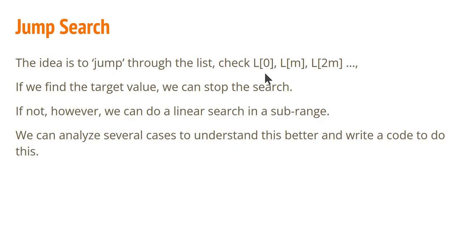Because think about it, the list is in ascending order. If I find that L2M is more than the target, LM, however, is less than the target, I know that the value is potentially in between LM and L2M. So I can go back to LM and do a linear search in this range. That way, in two passes, we can scan the entire list, and presumably this could be much more efficient than linear search, because basically we're jumping.